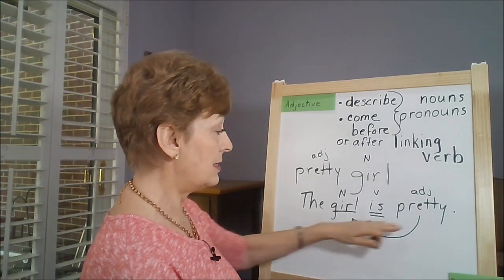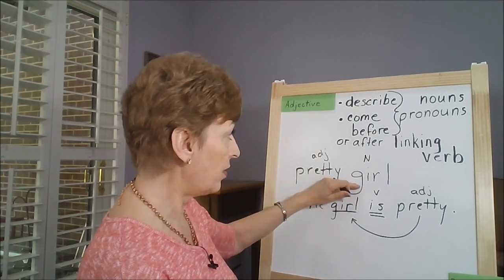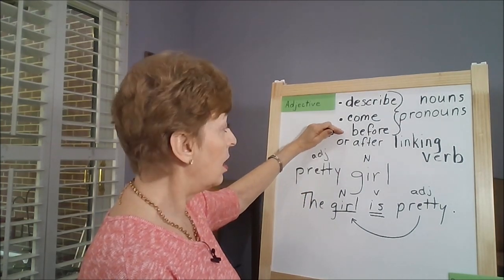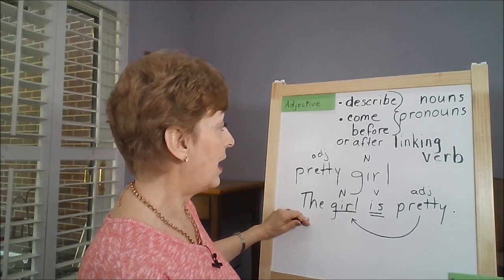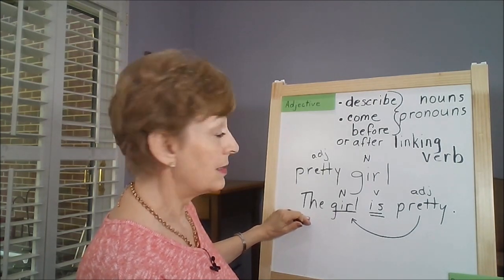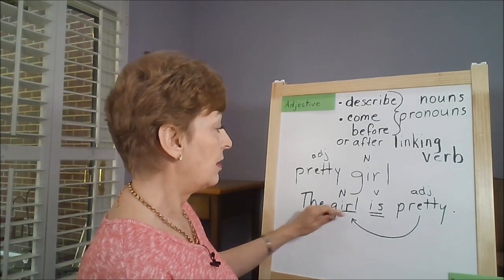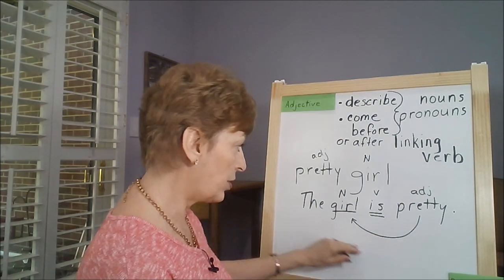So this is an example of pretty being used normally right before the noun. The adjective comes before. And here's an example of it after the linking verb is. The pretty is not before the girl. The pretty is after the verb part of the sentence, but it refers back to the girl.